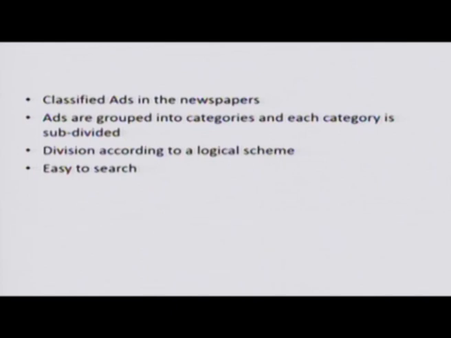Say for example, houses on rent, they'll all be together. Houses for sale, so they'll be in a different subcategory. So brides wanted, grooms wanted, job opportunities, so these are some headings you may have seen in classified ads. Important thing is grouping into categories and following some logical scheme. So, it is not random categorization. As a result of it, it becomes easy to search.